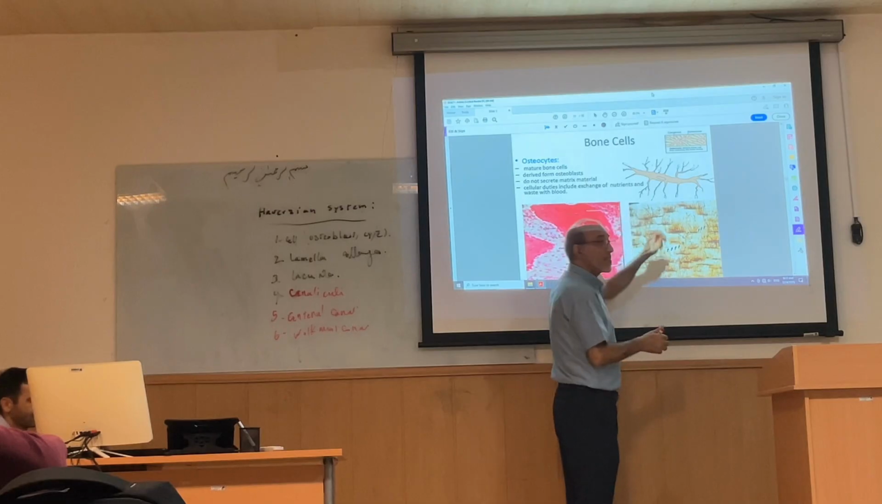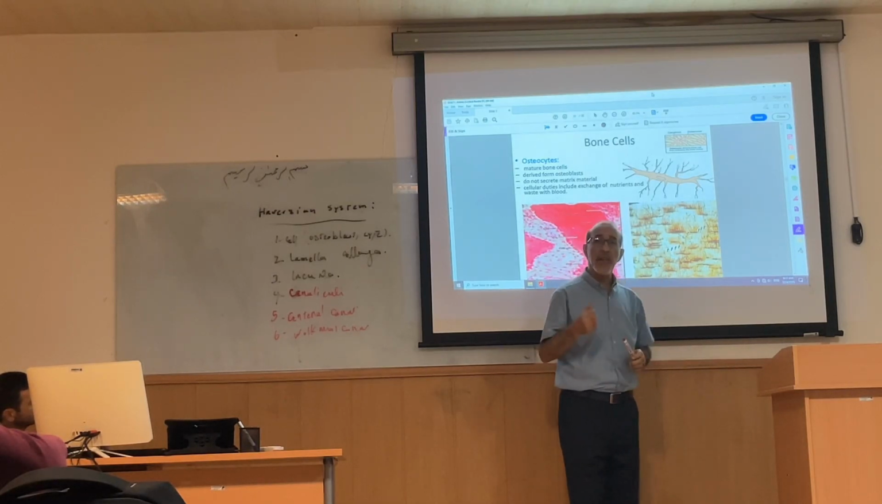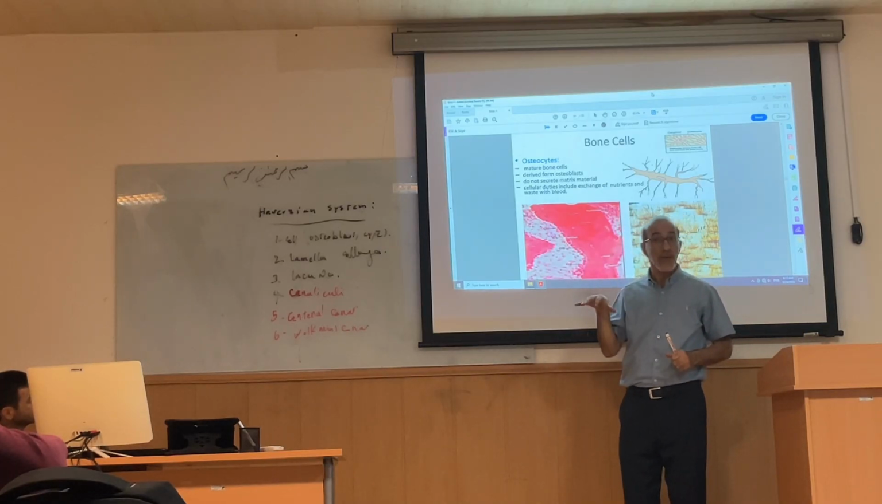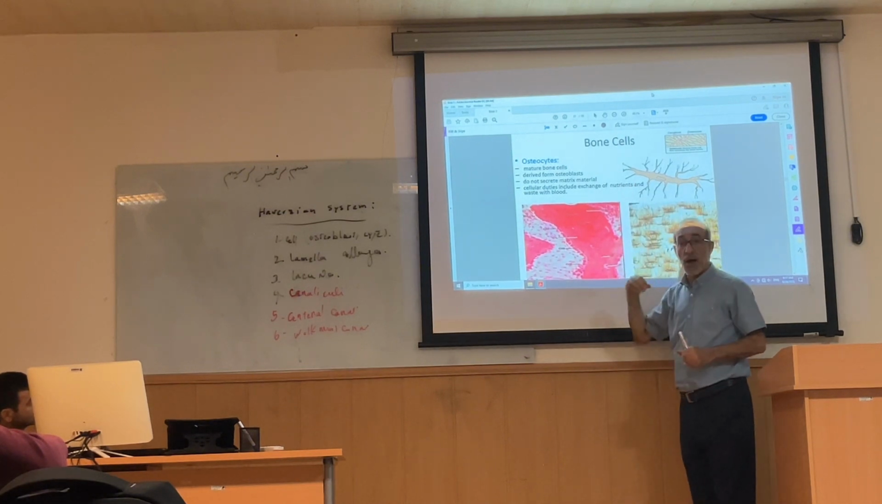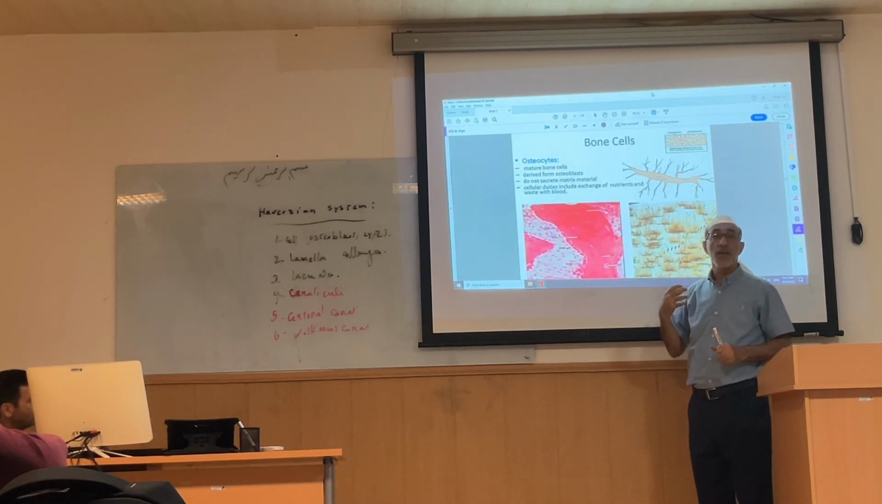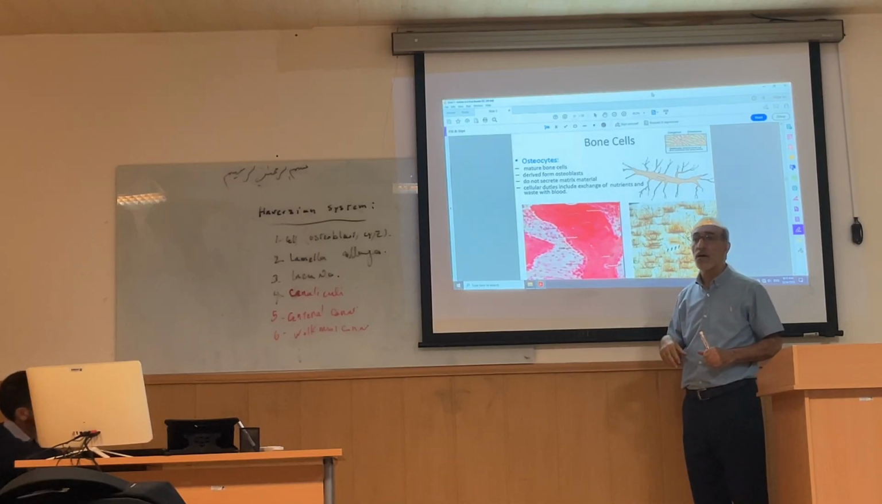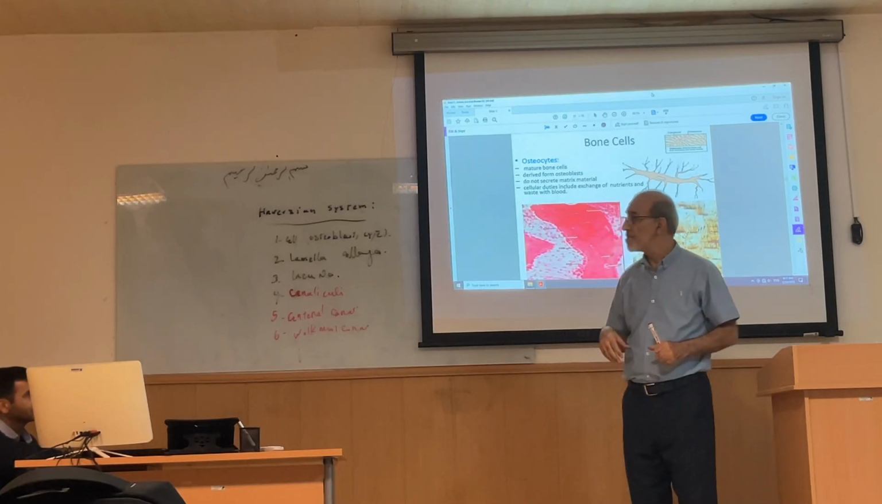What is this? This is a cell. What is the name of this cell? Osteoblast. This is an osteoblast. Osteoblast is a secretory protein cell. How do you know about the structure of a secretory cell? How do you know? Please say.